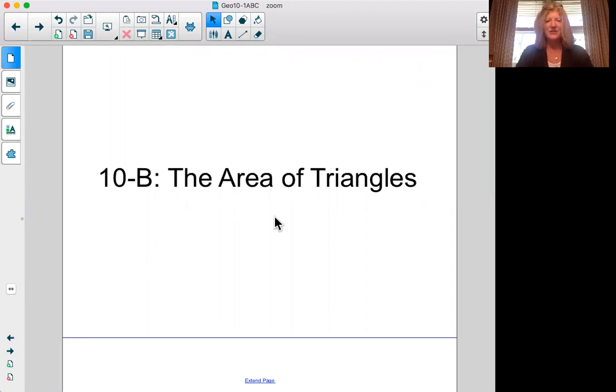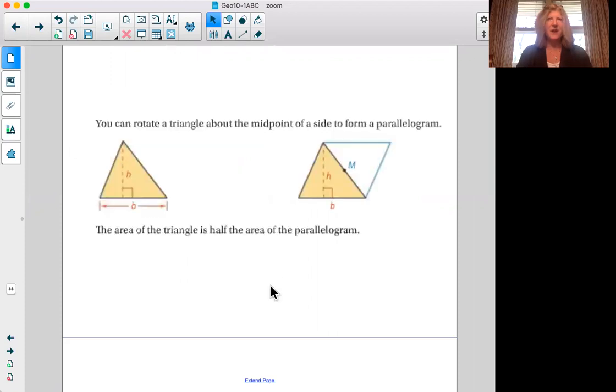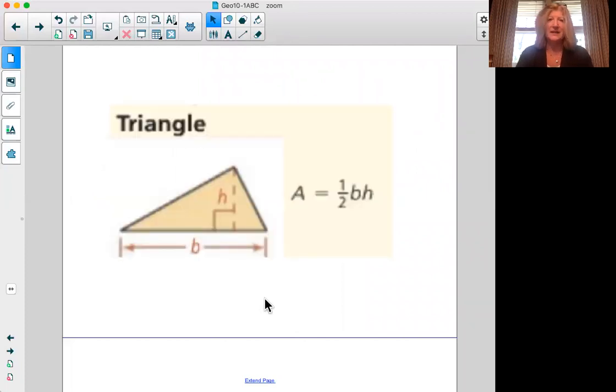The first thing to ask yourself is, how does a triangle compare to a comparable parallelogram? If you think about that, you'll see in your head that it is half. If bases and heights are the same, you can see that the triangle is half. If you rotated it around this point M, you'd see that it is half of a comparable parallelogram. And that's why the formula makes total sense.